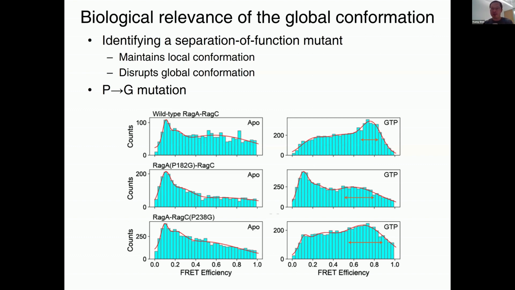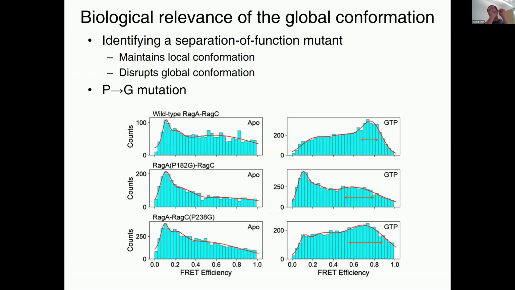And if we do a similar mutation on the Rag-C side, what we can see is that the high FRET state, instead of being a nice and sharp peak, starts to broaden up. So that means the high FRET state here is no longer stable. We further confirmed that with burst variance analysis and hidden Markov modeling. So that means, although in this case the two nucleotide binding domains can still reach the closed conformation, it's not a stable closed conformation anymore.